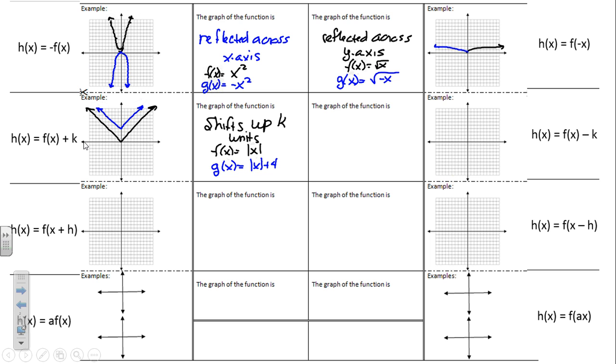What happens if k is negative? It goes down. What function do you want to use for your example here? Anyone have a preference? So here's my feedback problem. If I shift it down 2 units.